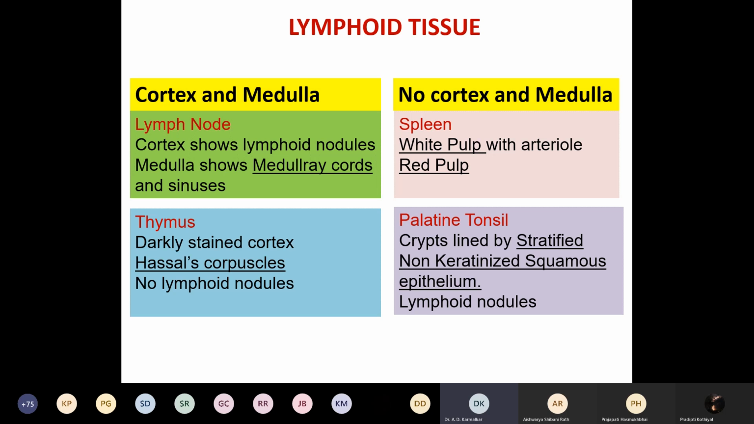While in the lymph node, you can see there is a cortex. Above the cortex, there is a subcapsular space in between the capsule and the cortex. And the medulla shows the medullary cords. You got it? Coming to the spleen, if there is no cortex and no medulla, then it may be the spleen or it may be the palatine tonsil. What is the difference between the spleen and the palatine tonsil? In the spleen, you will get white pulp and red pulp, while the palatine tonsil has lymphatic nodules covered by epithelium, the stratified squamous non-keratinized epithelium, underneath which there are lymphatic nodules. Now I will show the comparative slides in the same way.